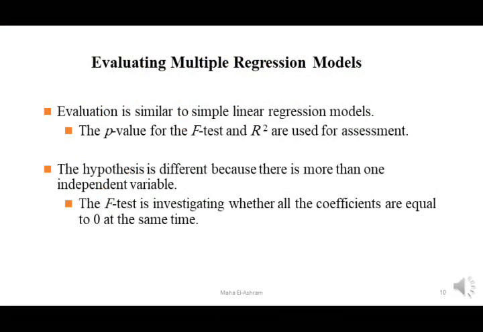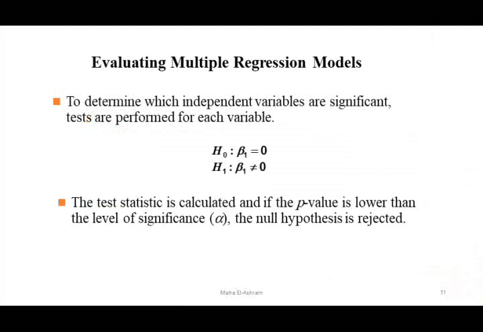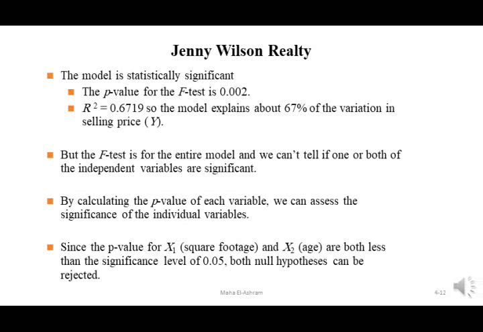Okay, now this is what we said: the F-test or the ANOVA test, and R squared to assess the model. Then, to determine which independent variables are significant, we perform the test for beta 1. H0 is beta 1 equal to 0, H1 is beta 1 not equal to 0. We take the p-value and compare it to alpha. Since it is smaller than alpha, we say that beta 1 is significant. And the same goes for beta 2.